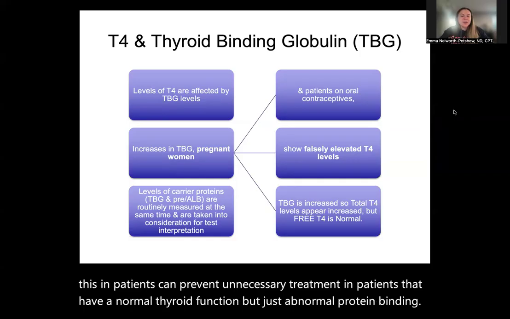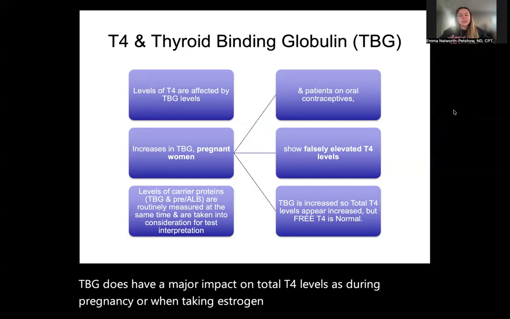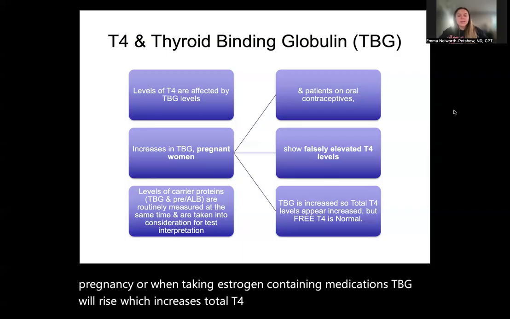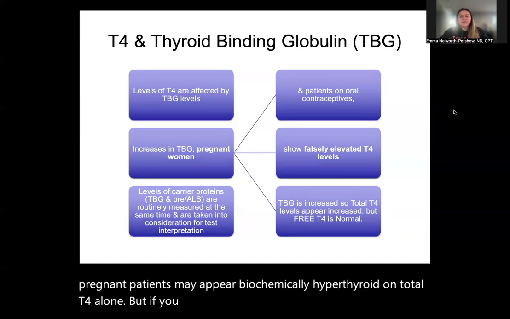TBG does have a major impact on total T4 levels, as during pregnancy or when taking estrogen-containing medications, TBG will rise, which increases total T4 but not free, which is why pregnant patients may appear biochemically hyperthyroid on total T4 alone. But if you measure TBG or simply rely on free T4, it'll avoid any misinterpretation.